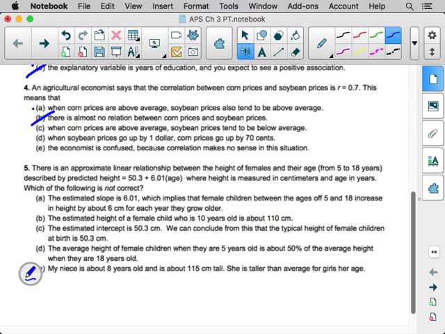When corn prices are above average, soybean prices are below average. Well, based on what I said for A, wouldn't this actually be a negative relationship? Right? The opposite of what we're seeing?